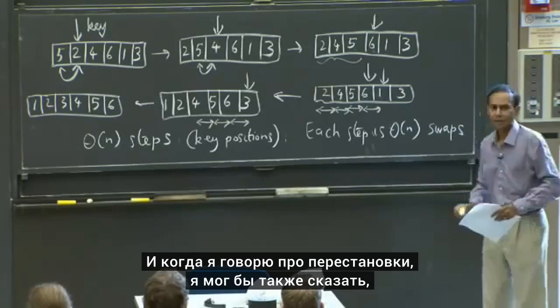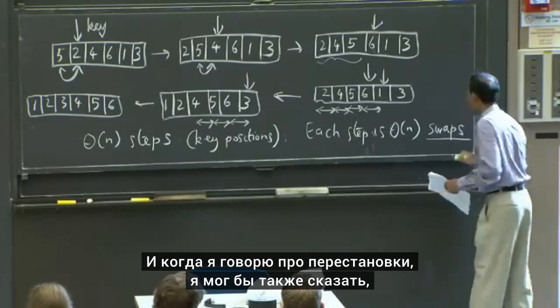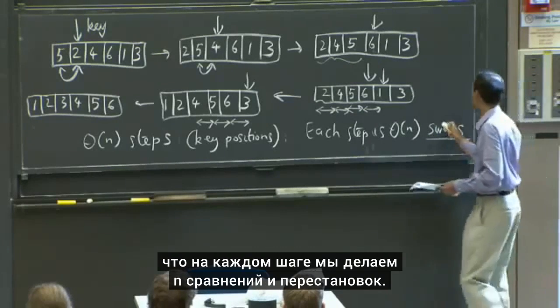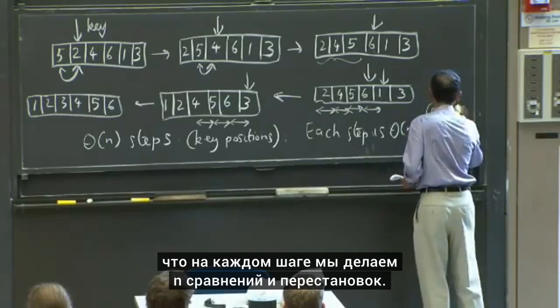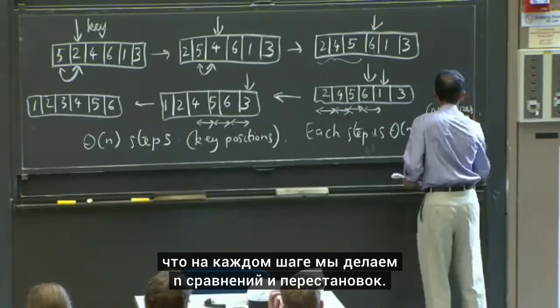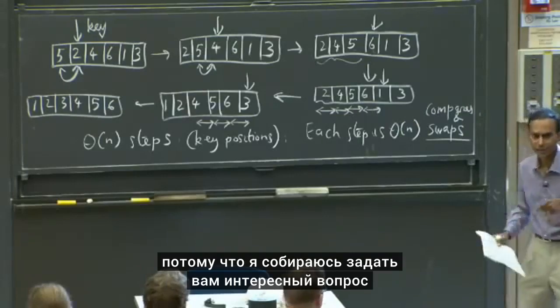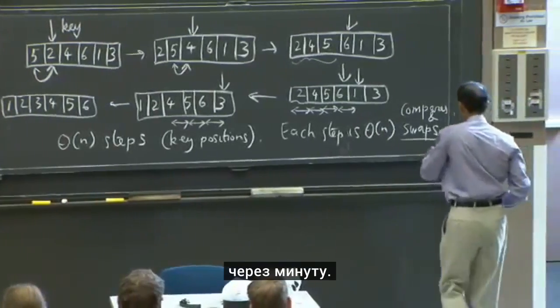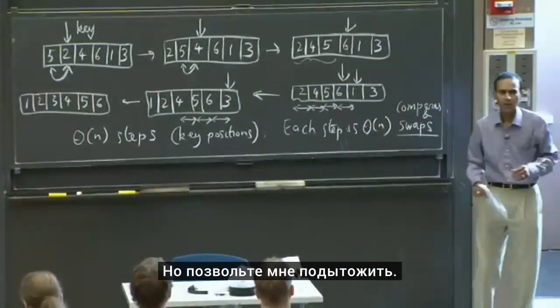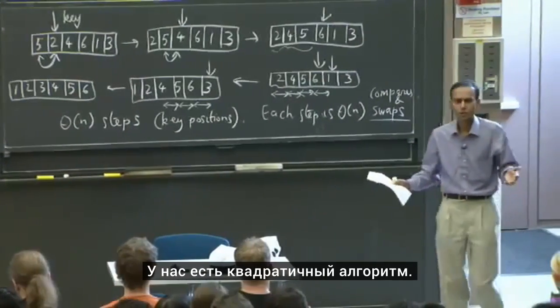Okay? And when I say swaps, I could also say each step is theta n compares and swaps. All right? And this is going to be important because I'm going to ask you an interesting question in a minute. But let me summarize. What I have here is a theta n square algorithm.